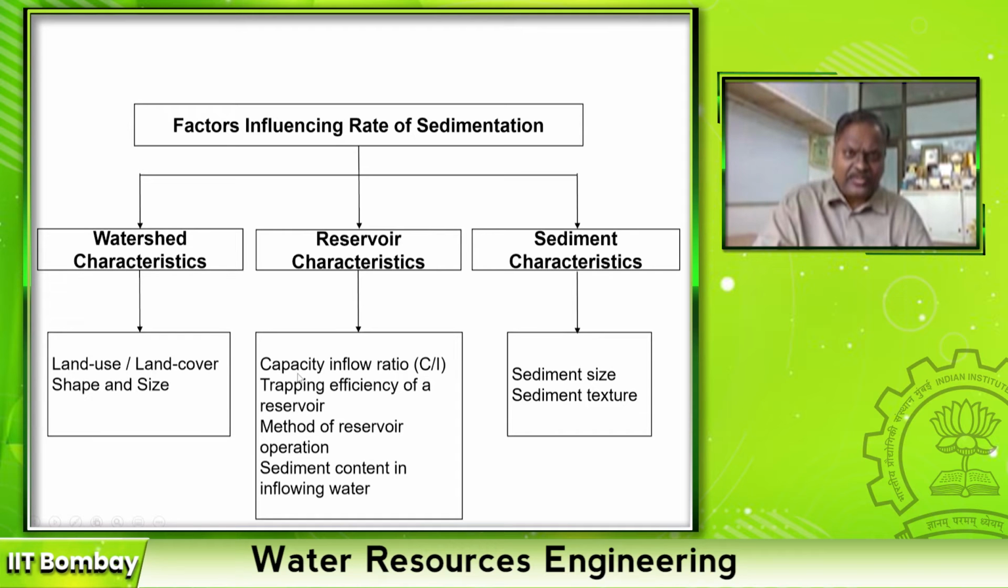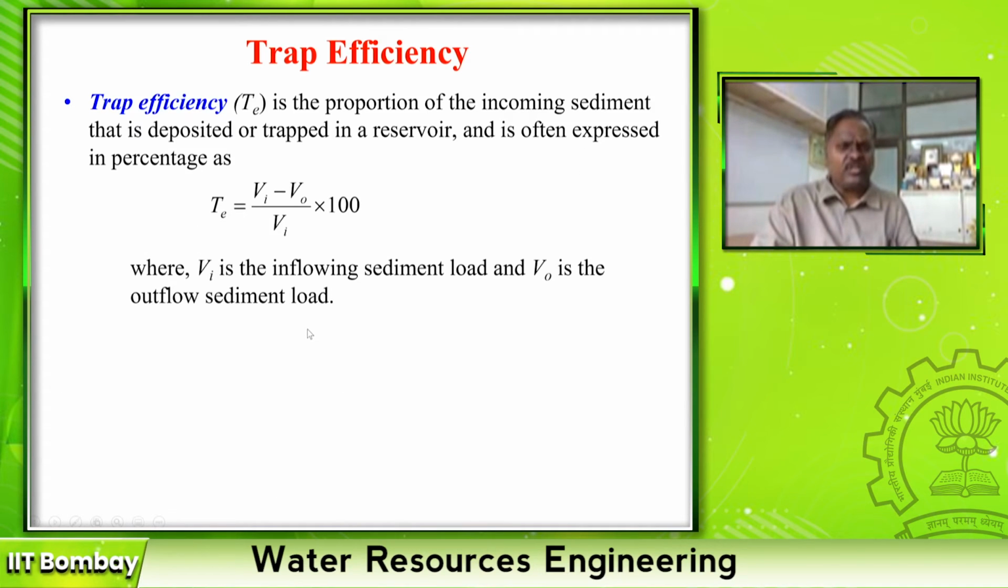Now let us take trap efficiency, which is one of the most important governing parameters in estimating the volume of sediment deposited. What is trap efficiency? Trap efficiency is the proportion of the incoming sediment that is deposited or trapped in a reservoir and is often expressed as a percentage, like T = (Vi - Vo)/Vi. That is the volume of inflowing sediment load to the volume of outflowing sediment load.